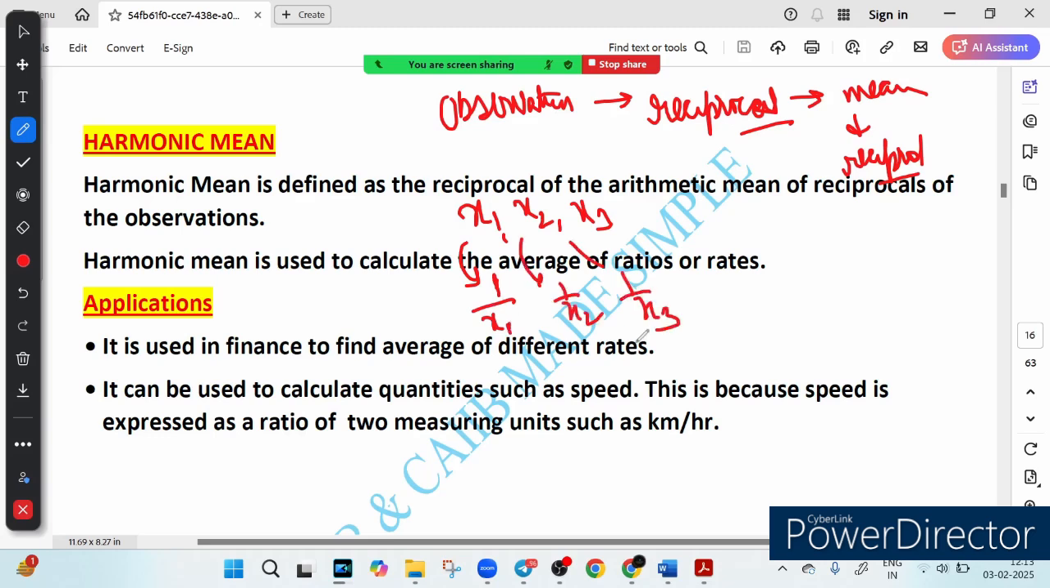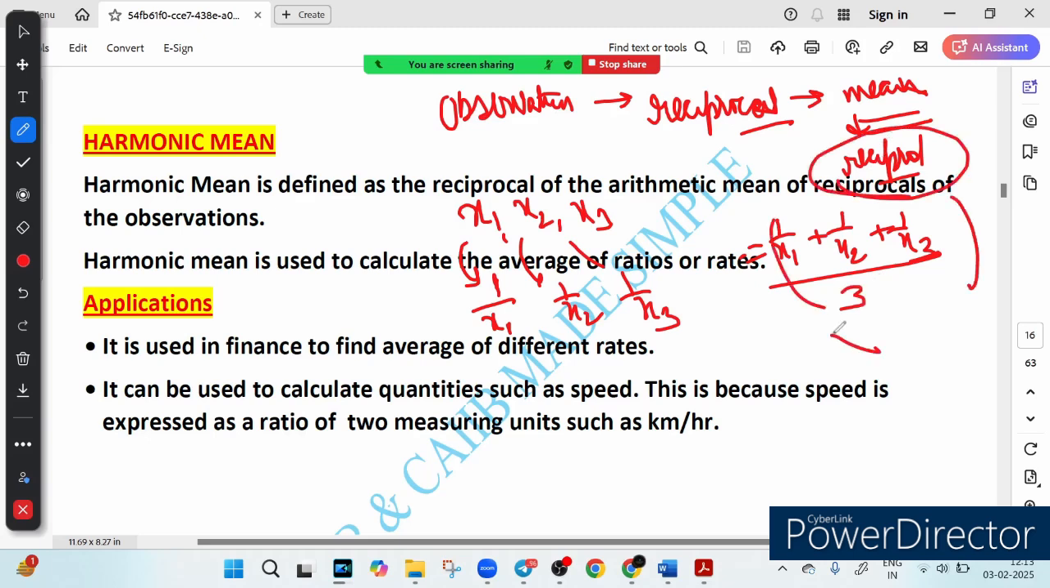Then we have to calculate their mean. You know how to calculate a mean. We just add them, 1 by x1 plus 1 by x2 plus 1 by x3, and divide by their number. How many numbers are there? 3. So this is the second step. And the third step is again we take the reciprocal. For x, the reciprocal is 1 by x. For a by b, the reciprocal is b by a. Similarly, you have to reverse it. Whatever is the numerator becomes the denominator.